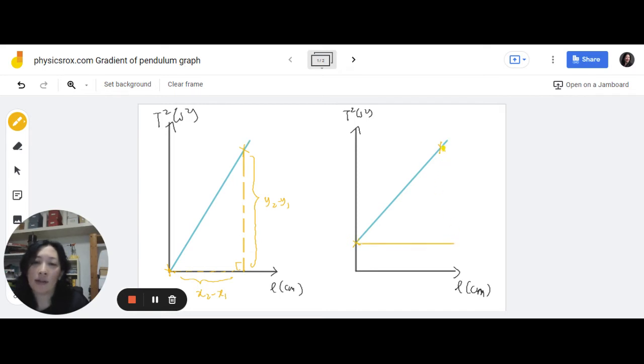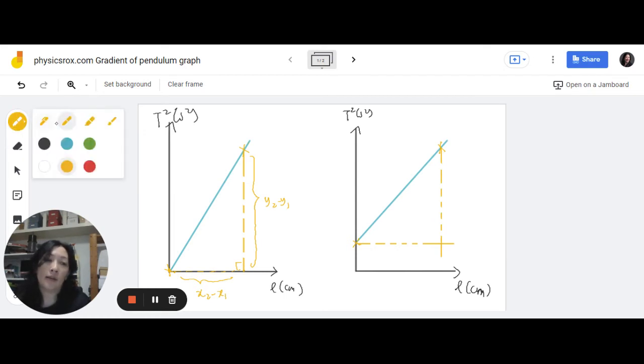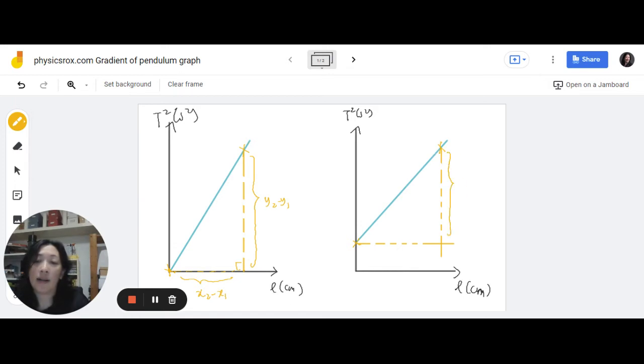So one line parallel to the x-axis, one line parallel to the y-axis, dotted. And in case you are worried the examiner has glasses so thick that he can't see where your gradient triangle is, then you label, all right? y2 minus y1, x2 minus x1 together with the right angle symbol. Okay, so this is how you show on the graph how you obtain the gradient triangle. All right, and then what you should do is calculate your gradient.